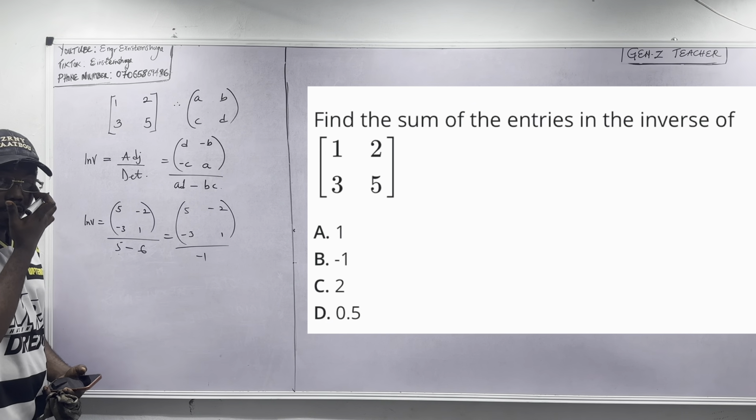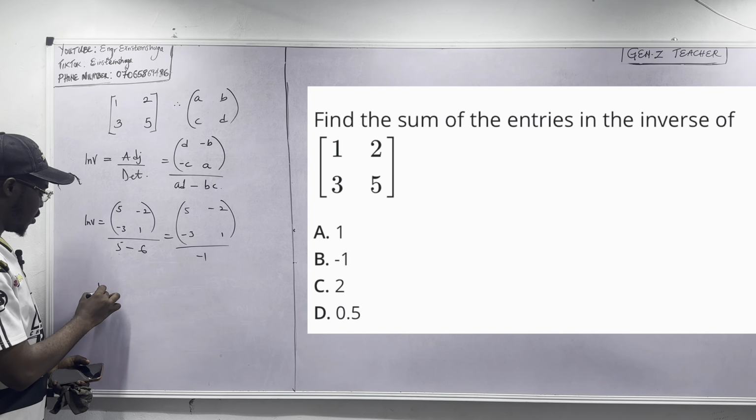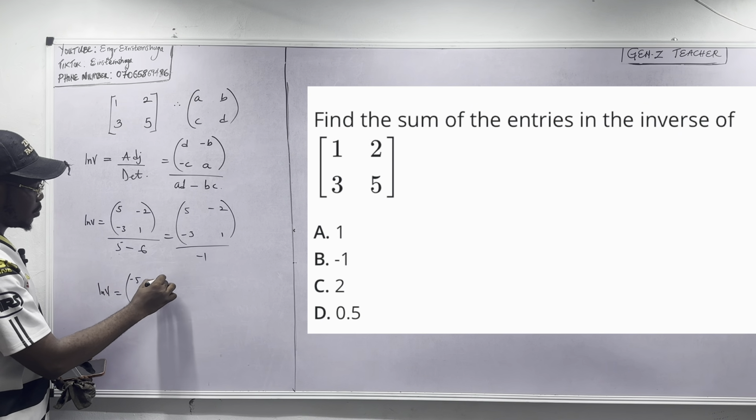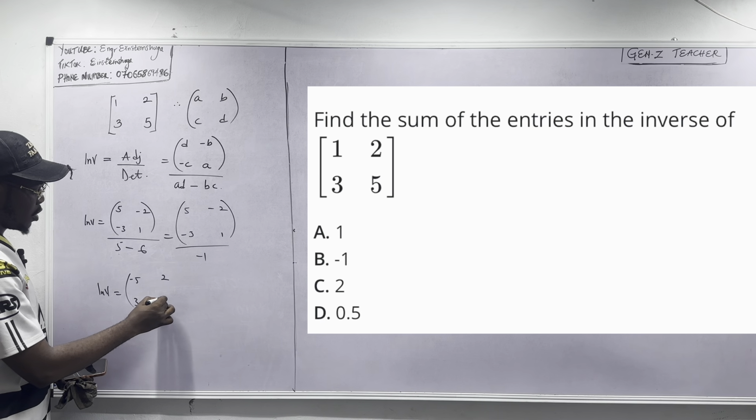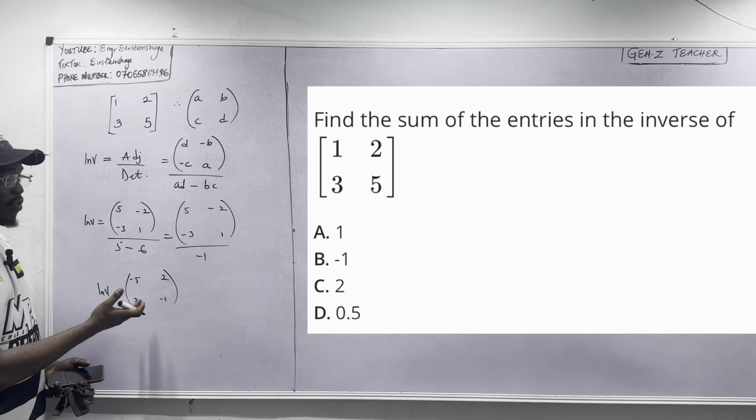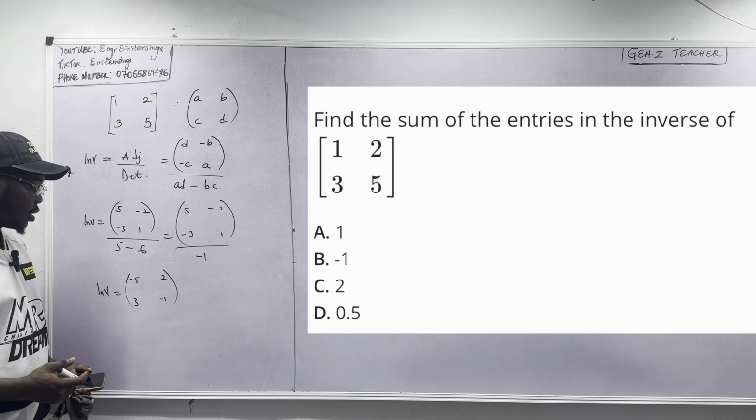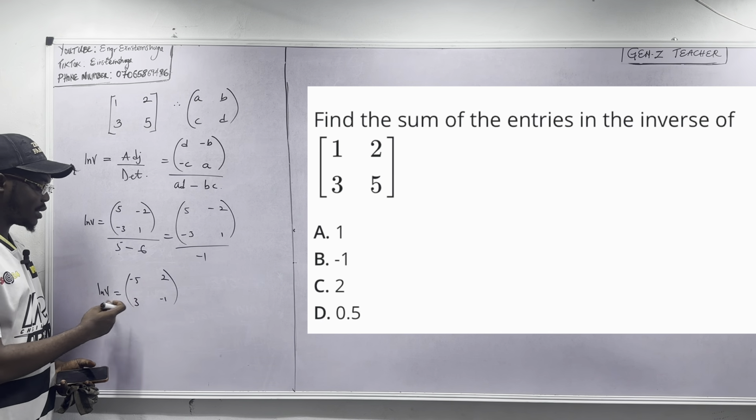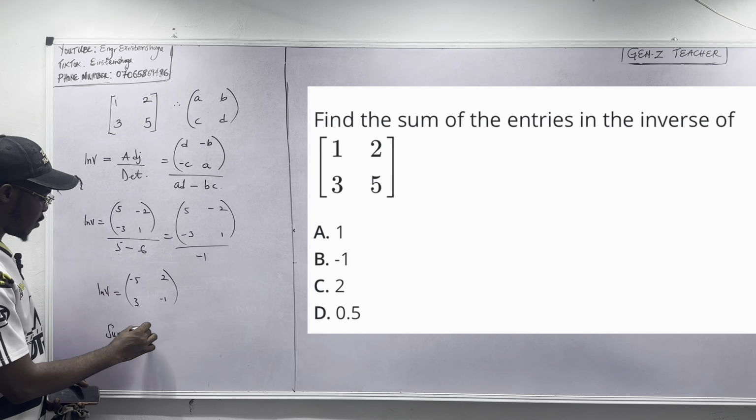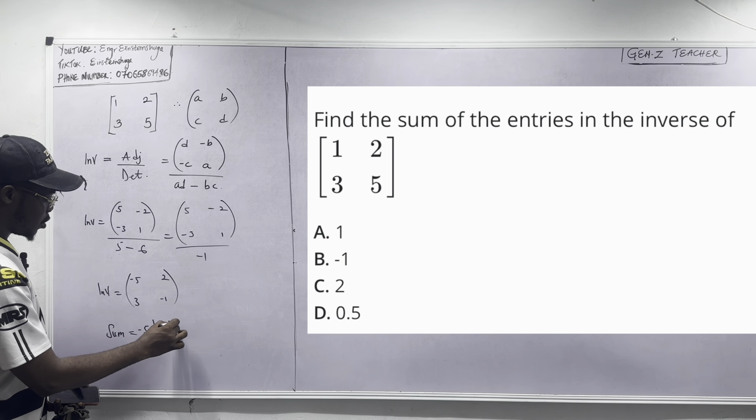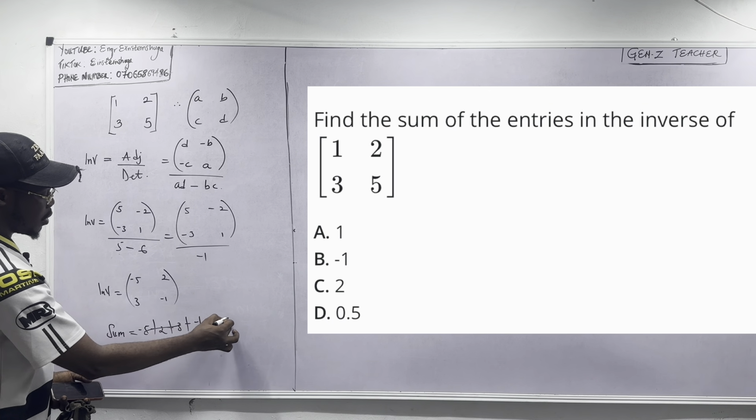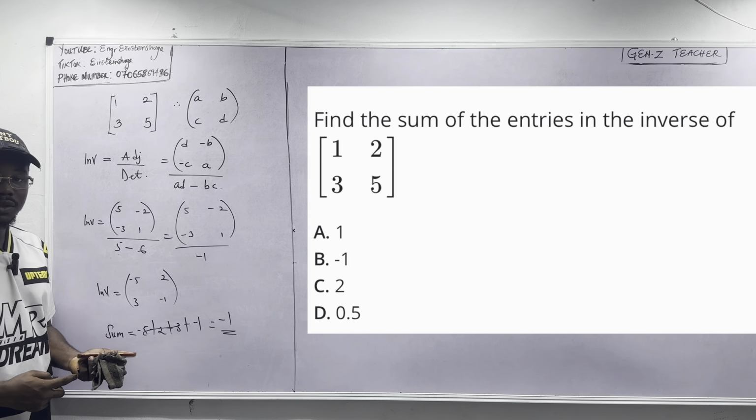Now I'm going to use minus 1 to divide the values. So the inverse becomes minus 5, positive 2, positive 3, and minus 1. Now this is the inverse. Then we are finding the sum of the entries. We're going to add all the numbers inside the matrix. So the sum becomes minus 5 plus 2 plus 3 plus minus 1, and your answer should be minus 1. That becomes the answer to the question.